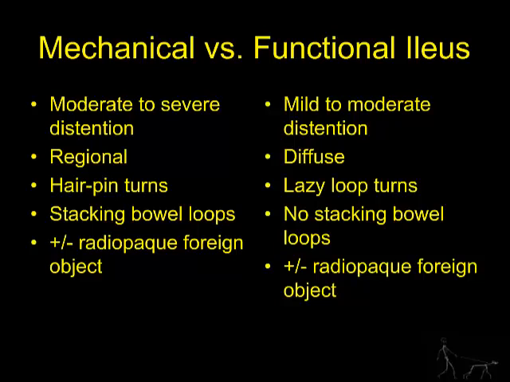With a functional ileus, on the other hand, there is typically mild to moderate distension of the small bowel loops, and the pattern of distension is diffuse. Typically, there are lazy loops where the small bowel loops turn, in contrast to mechanical ileus where there are hairpin turns. Typically, with a functional ileus, it is rare also to see stacking small bowel loops, and again, you may or may not see a radiopaque foreign object within the small bowel.